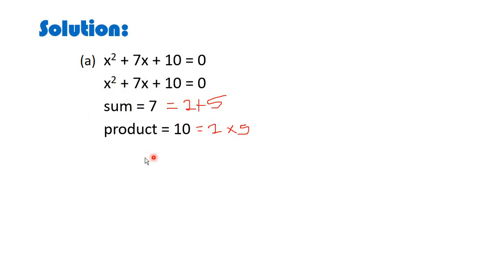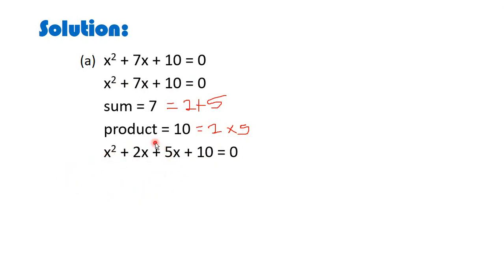Then we shall rewrite that here. So we shall have x squared plus 2x plus 5x plus 10 is equal to 0. Now you recognize that 2x plus 5x gives you 7x. So this equation is similar to this equation. Then after that, we are going to factorize.